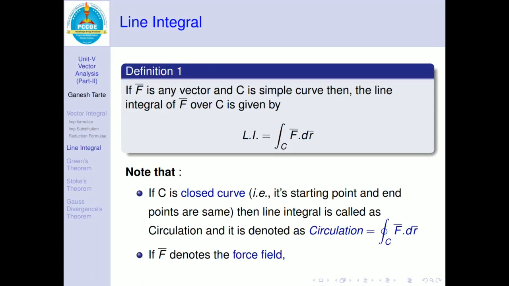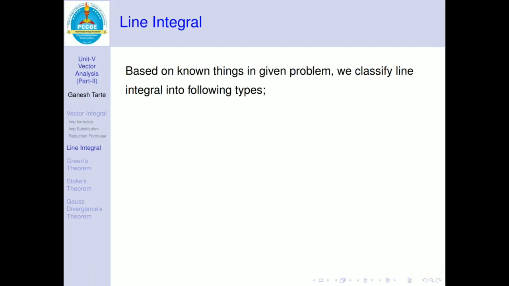If f bar represents force, then the line integral gives work done. So in simple words, line integral is nothing but the integral over c f bar dot dr bar. This is the first definition. It is also called circulation if c is closed. It is also called work done if f bar is a force field. So these are different nomenclatures of line integration. Now, based on the known things in a given problem, we classify the line integral into the following types.